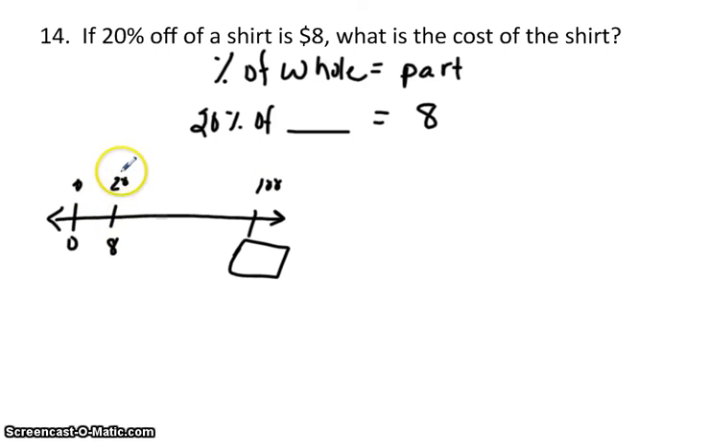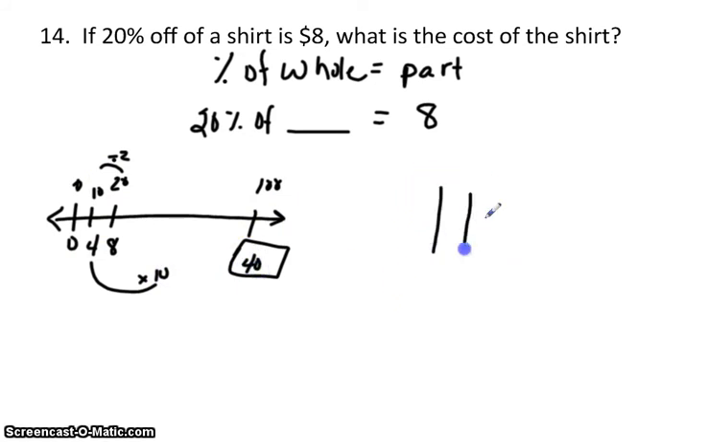I can go ahead and divide by 2 to get to 10%. Divide by 2 makes 4. Now I know I can do 10 times 10 makes 100. 4 times 10 makes 40. So my shirt would cost $40.